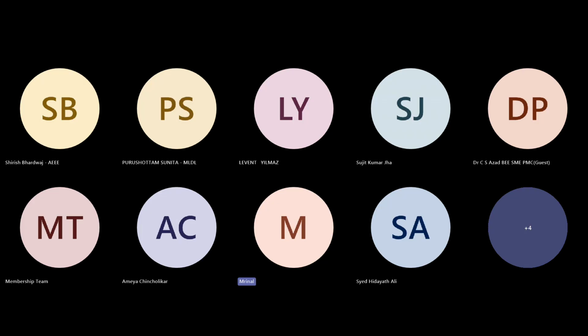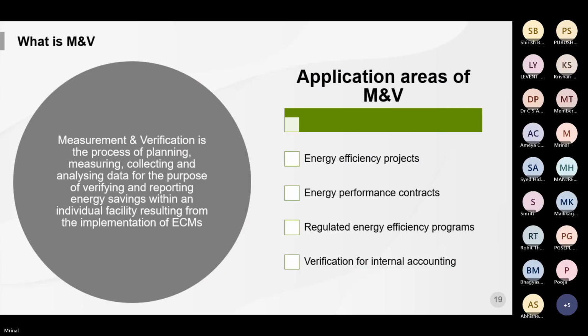Formulation of energy efficiency measures. So M&V is also a process of planning. We have to plan different things, and then we have to measure different parameters, and then collect the data. And after the data is collected, then we have to analyze those data for the purpose of verifying the energy saving and reporting the energy saving with the individual facility.